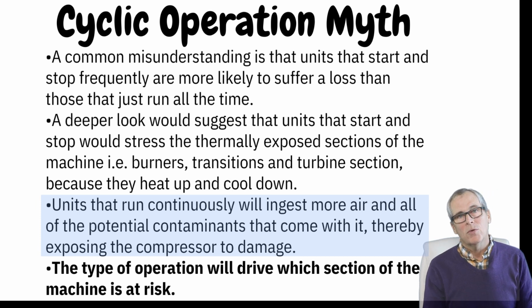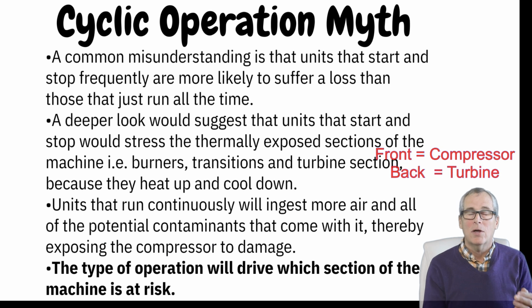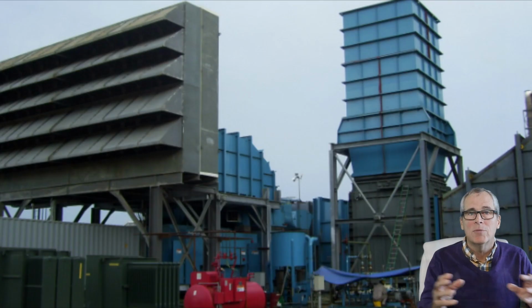And the type of losses that we see on the back end of the machine are in the single-digit millions. The kind of losses that we see on the front end of the machine are double-digit million-dollar losses. So to just make a blanket statement that cycling machines are more risky is naive. Understand that all we're doing is moving the risk from one section of the machine to another.